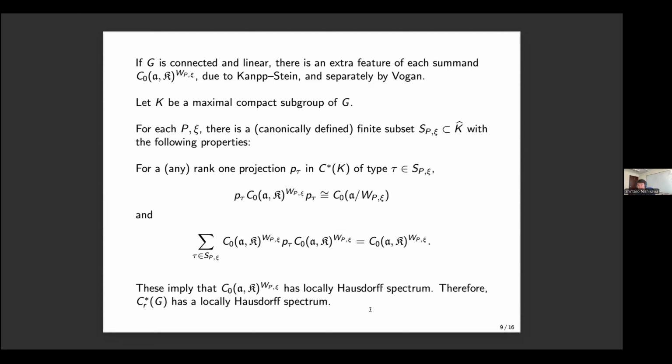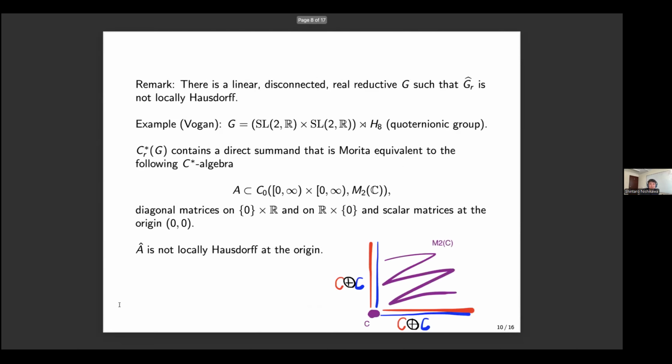Right, so this is the extra feature of this summand, which is available for connected and linear assumption. I will give you some example that I skipped, that this is not true if you move slightly away from connected. So this is a very special feature, but unfortunately it doesn't generalize. Okay, so sorry for going back.